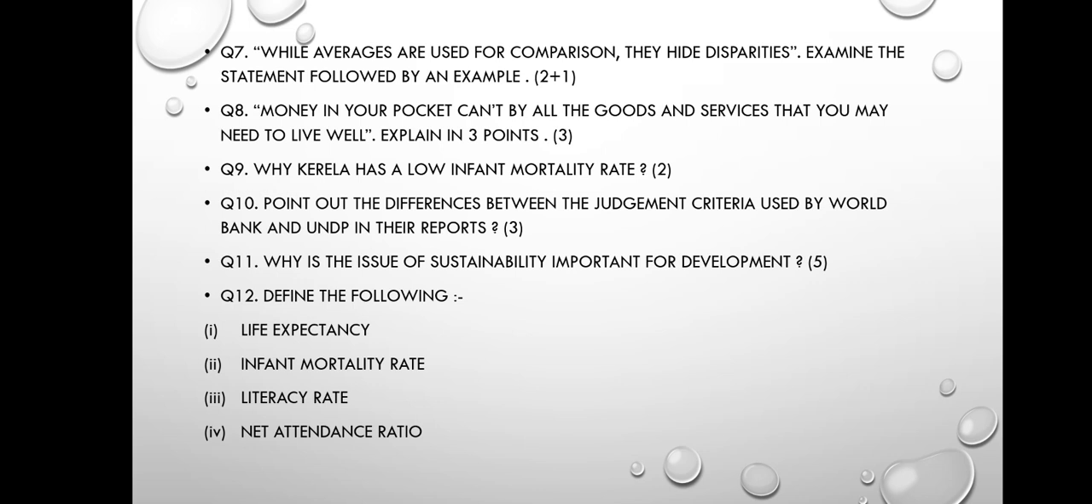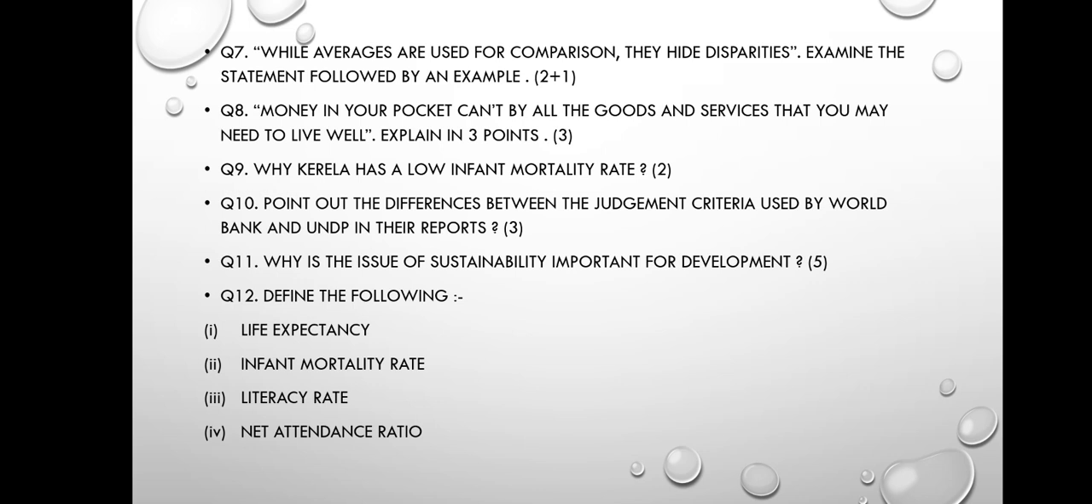Money in your pocket cannot buy all the goods and services that you may need to live well. Explain in 3 points. 3 marks. Why does Kerala have a low infant mortality rate? 2 marks. Point out the differences between the judgment criteria used by World Bank and UNDP in their reports. 3 marks. Why is the issue of sustainability important for development? A very important question of 5 marks.